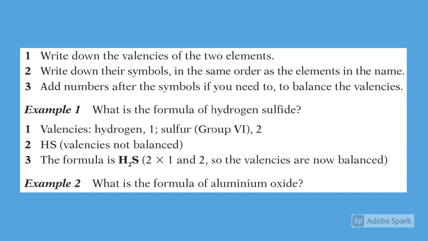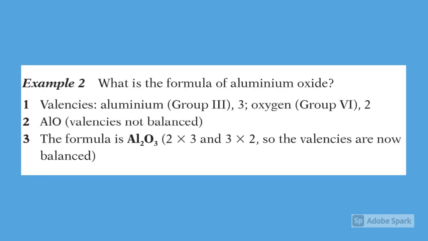Have another go. Look at the green table, pause the video, and work out the formula of aluminium oxide. Aluminium oxide is a tricky one. The valency of aluminium, which is in group 3, is 3. The valency of oxygen, which is in group 6, is 2. You have to double aluminium to get to 6, and you have to triple oxygen to get to 6. So the formula is Al2O3.